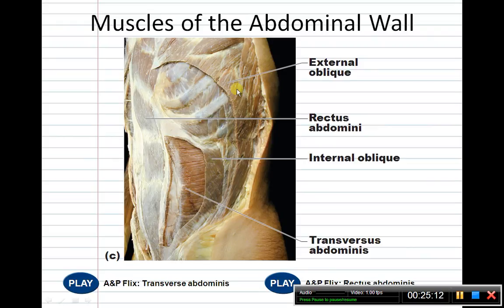You can see the external oblique and its fibers going down towards the groin. You can see the internal oblique and the fibers going up towards the ribs and the sternum. And then you see the transverse abdominis going perpendicular to the midline of the body. And even with the rectus, you can see the fibers going straight up and down.